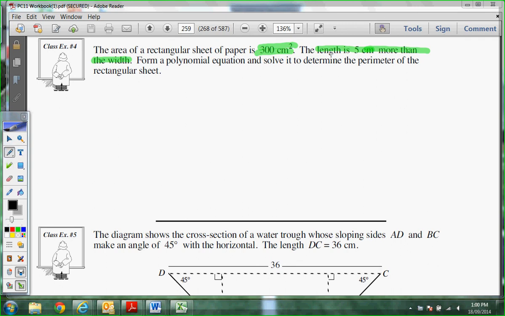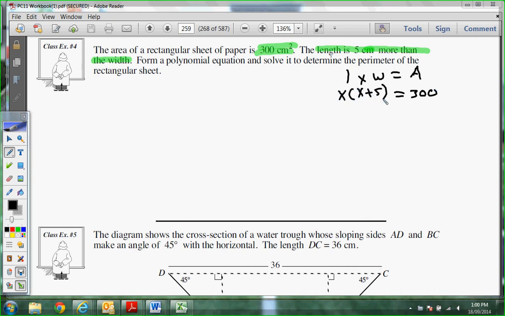Okay, so who can translate this into what this means? So first off, let's just make sure we remember length times width equals area. Right? We know the area is 300. How can I write this from what they gave me? The length is 5 centimeters more than the width. Yeah. Exactly. X times x plus 5.